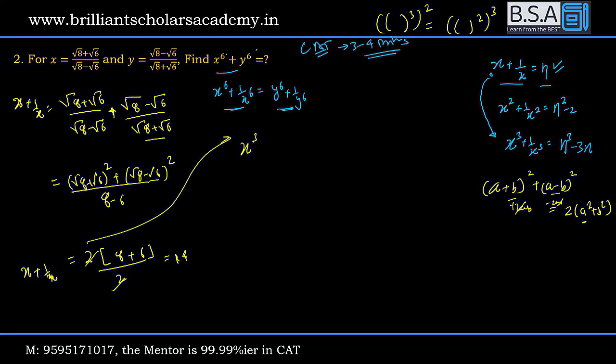I'll have x cube plus 1 upon x cube is equal to 14 cube minus 3 into 14. ऐसा. n cube minus 3n. Look at this result. Use your calculators. That is why they are there in the exam. 14 cube minus 3 into 14. That is 2702.